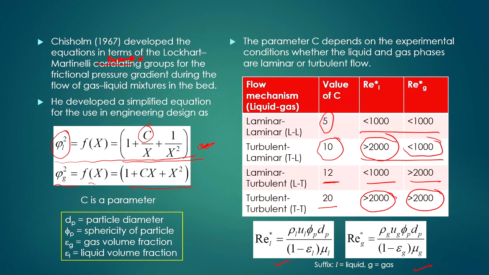So, we understood here that the two phase frictional pressure drop will be some multiplier or multiplication factor of the single phase liquid or gas pressure drop, and this multiplier will be related to the Lockhart-Martinelli parameter. That parameter is suggested by Chisholm, and the Chisholm constant depends on the flow condition, either laminar or turbulent. Based on that flow condition, we get different values of the Chisholm constant.